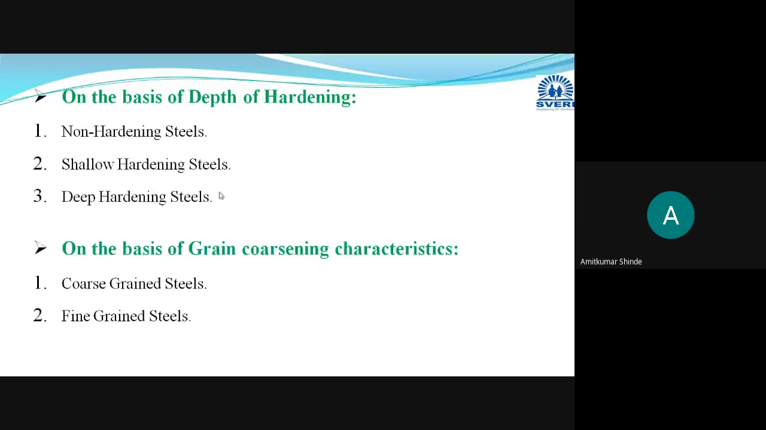Are you clear with this coarse grained and fine grained steels? Yes, sir. Okay, then I will move towards the next classification.